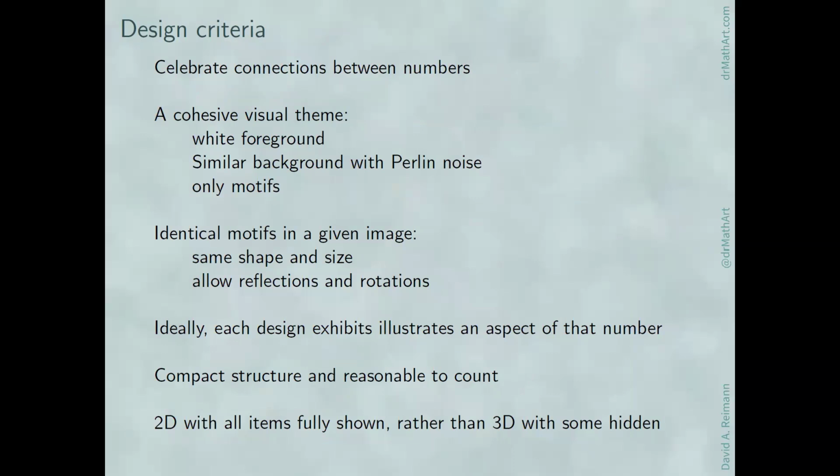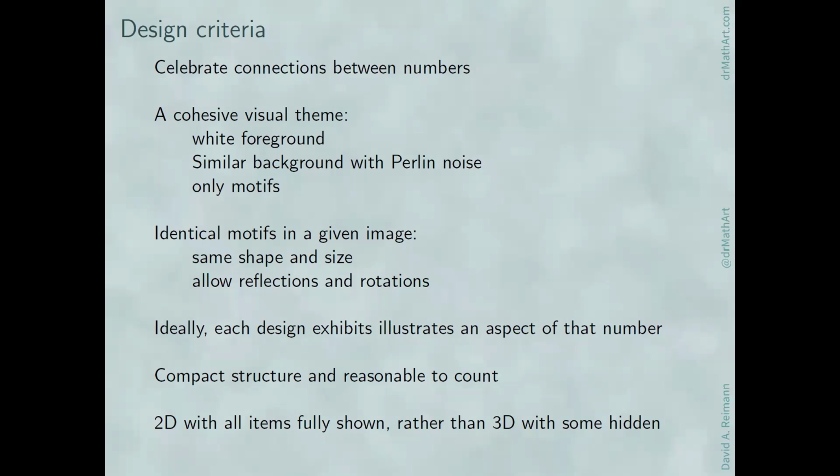I wanted all these to have a cohesive visual theme. So everything is white: the items are white, and there's a similar background. I wanted to show only those motifs, only those little individual items. Each one was going to be the same size and shape, but I allow for things to be rotated and translated in some way. Ideally, each design illustrates some aspect of that number. I also wanted them to have a compact structure that was reasonable to count, whatever reasonable is.